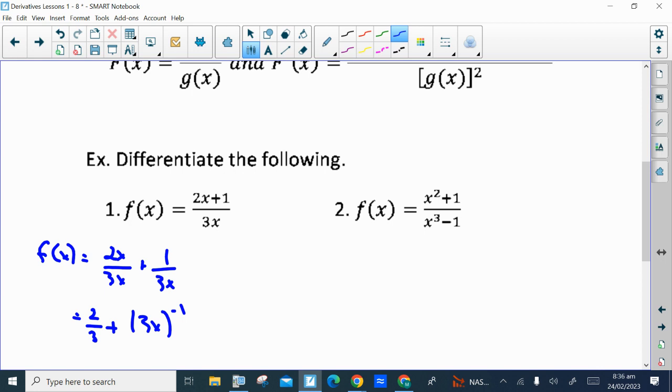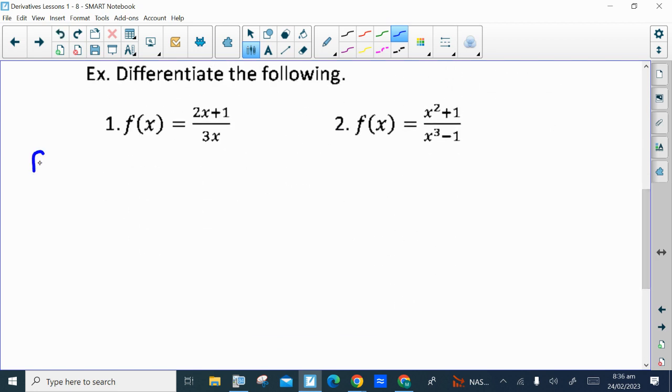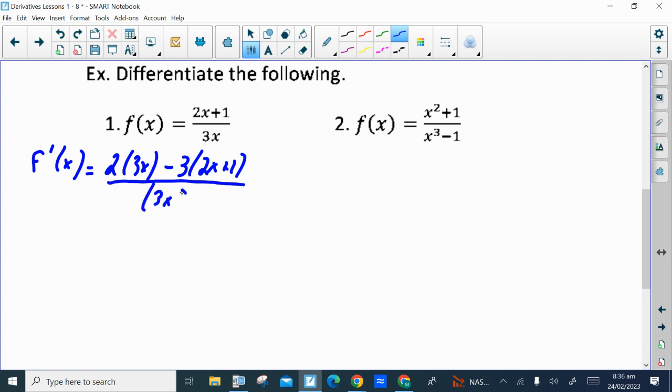before you differentiate. So we'll differentiate these using the rule that's at the top, which again, derivative of the top times the bottom is what you do first. So f prime x equals derivative of the top, which will just be 2 times the bottom, minus derivative of the bottom, which is just 3 times the entire top, all over the bottom squared. So you're squaring the entire bottom.